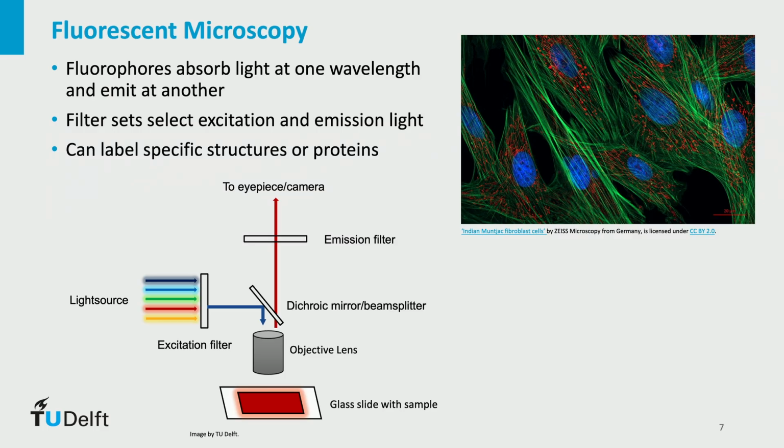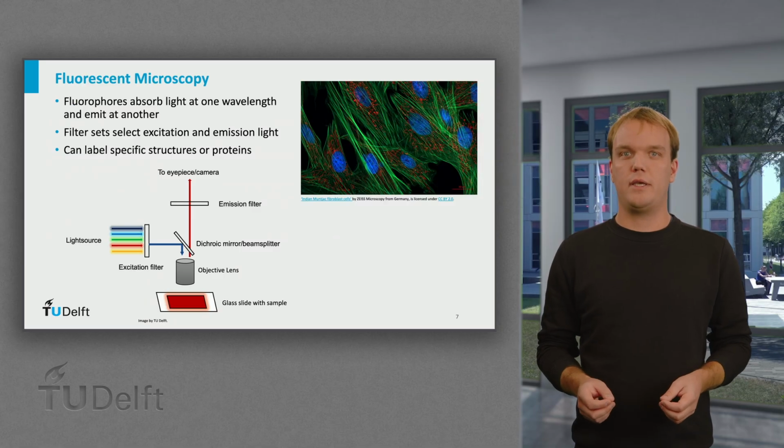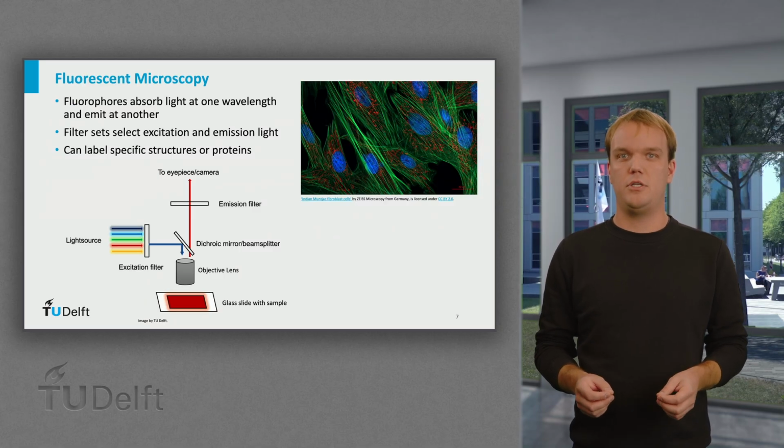Where bright field and phase contrast use transmitted light, light that goes through the sample, fluorescent microscopy uses reflected light. The light has a different source and a different pathway. It comes out of the objective and reflects back through the objective. This works by using a filter cube in the path of the light. This filter cube only transmits light that excites the fluorophore in the sample.